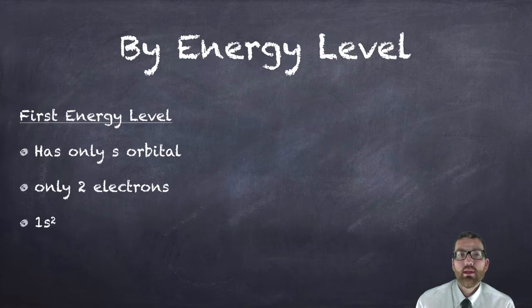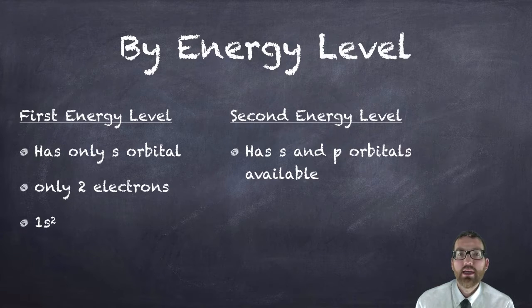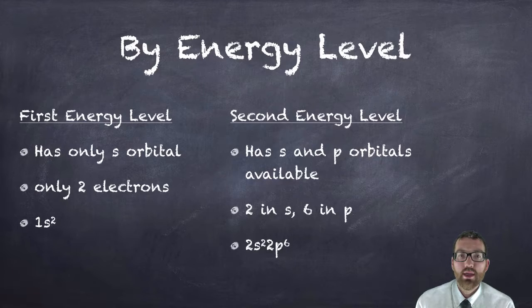And if you were to write out the electron configuration, something we'll talk about in the next video, it would look like this: 1s2. 1 stands for the principal energy level, the first shell, and S stands for the sublevel, and the little 2 stands for 2 electrons in that sublevel's orbital. In the second energy level, there's S and P orbitals that are available. You can fit 2 electrons in the S and 6 in the P.